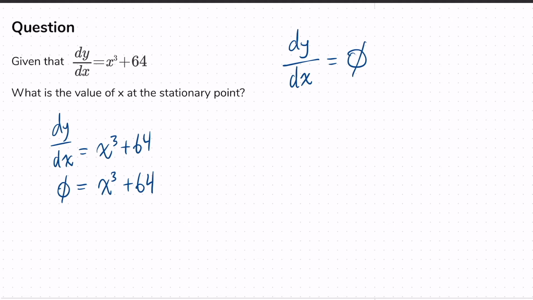We're going to solve this by subtracting 64 from both sides, then finding the cube root of both sides. x is equal to negative 4. There's only one solution to the cube root of negative 64, which is negative 4.